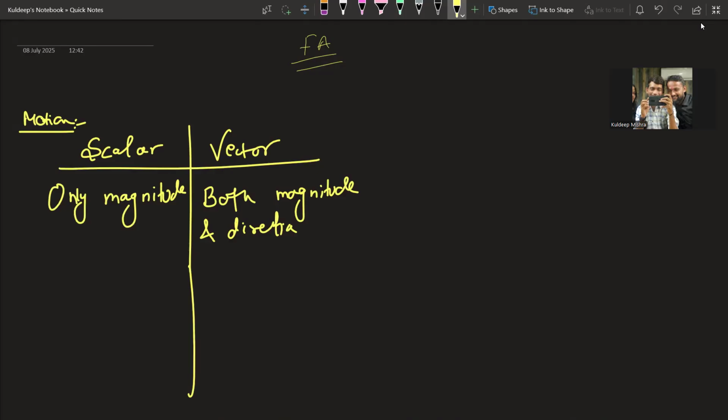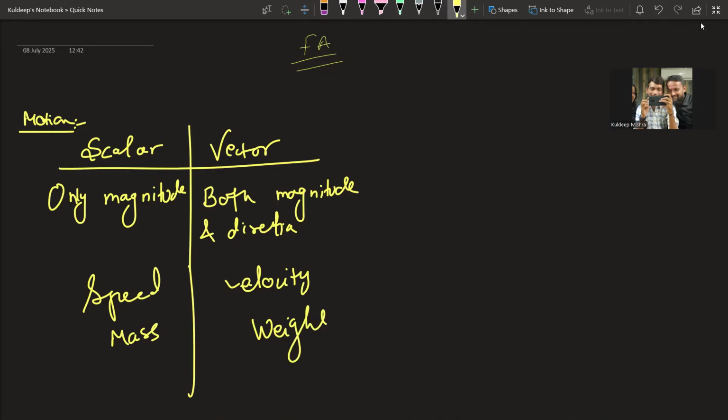Okay. And speed is a scalar quantity. Velocity is a vector quantity. Mass is a scalar quantity. Weight is a vector quantity. Force is a vector quantity. Pressure is a scalar quantity. Yeah, and so on and so forth. You can think about it.